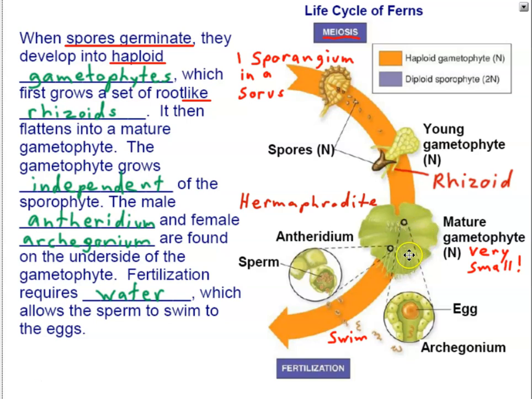And so the male antheridium is going to be producing sperm, and the female archegonium is going to have the egg. And the sperm is going to have to swim from the antheridium to the archegonium in water. So that means that the gametophyte has to be covered in water at some point for the sperm to be able to swim to the egg, just like we see in mosses. So the ferns are still dependent on water for their reproduction.